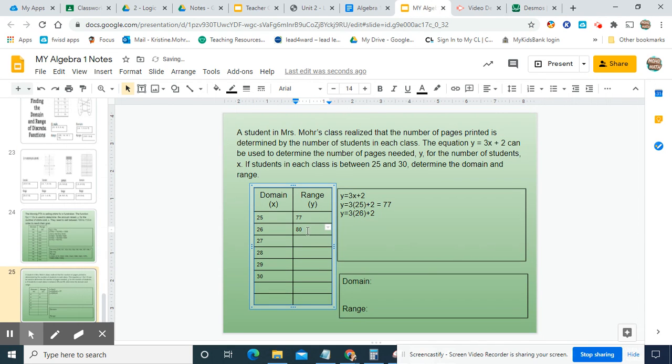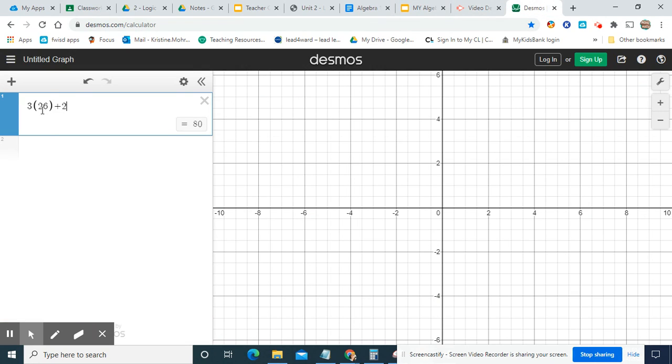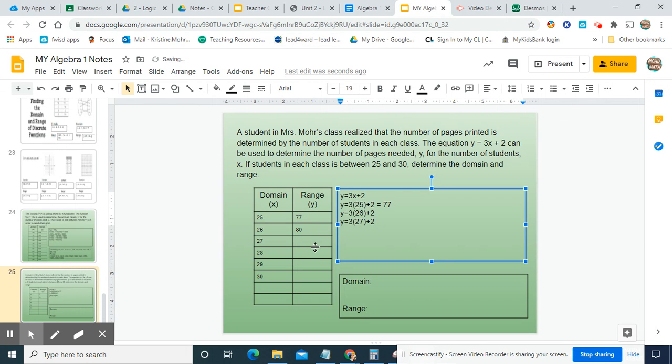Now, I don't want you to say, oh, the change is increasing by 3, I don't have to show my work on the other ones. I want you to do 3 or 4, just to be sure that your pattern is correct and you didn't accidentally mess up somewhere on your calculation. So 3 times now 27 plus 2 more, 83. And we'll do one more and then just fill in those last two.